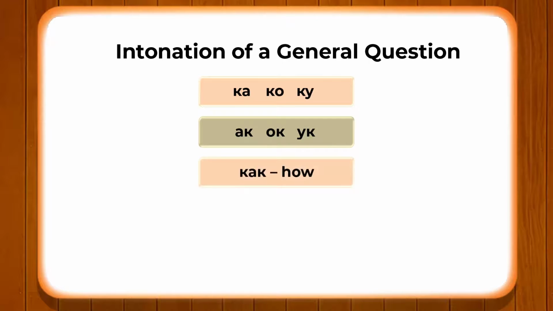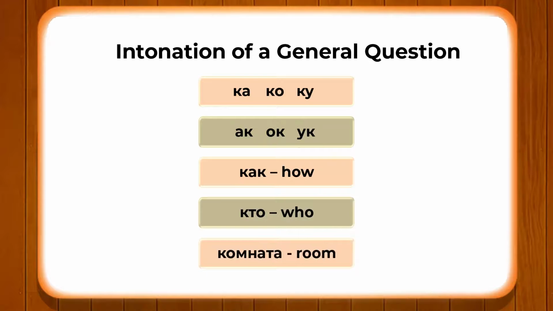We have kak, kto, komnata. Here you can see that in kak and in kto, we have only one single vowel, but in the case of komnata we have three vowels, that is o and a twice. So in this example you have learned what kind of sound we have with the combination of consonant and vowel. These words, as you know, kak means how, kto means who, and komnata means room. So here we have a different sound pattern, as well as different words and meanings.